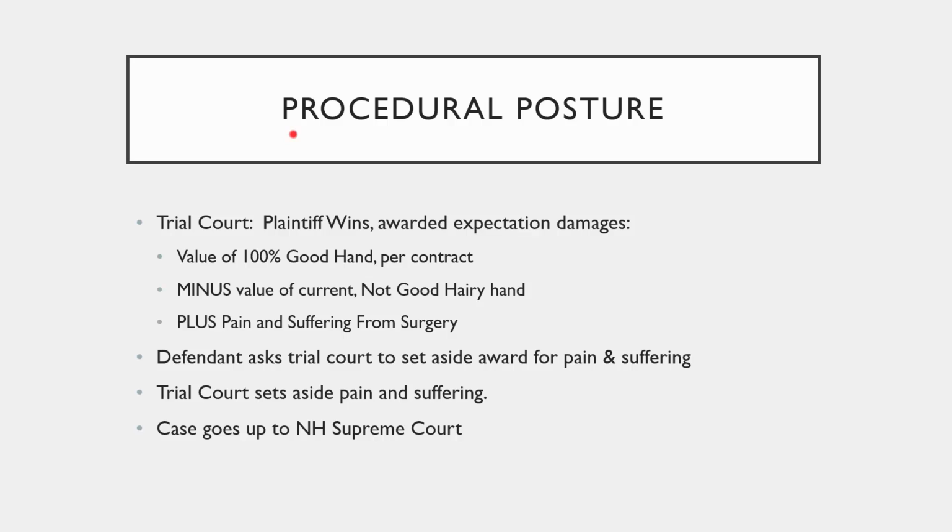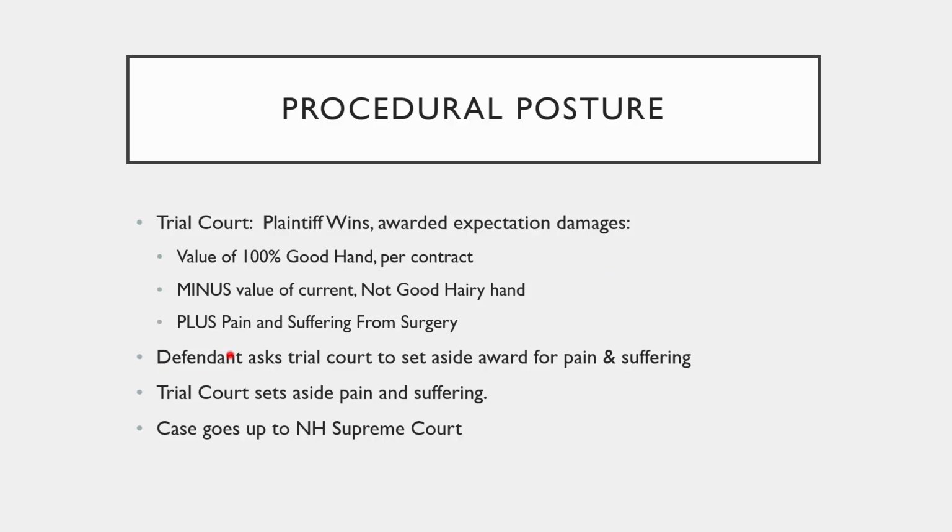So here's the procedural posture of the case. Hawkins sues McGee on a theory of warranty, but basically breach of contract. And Hawkins wins expectation damages, which the jury calculates this way. The value of the 100% good hand per the contract minus the value of the current not very good hairy hand, and this is calculated to be $500, plus pain and suffering from the surgery, which adds substantially to the total damages that McGee has to pay.